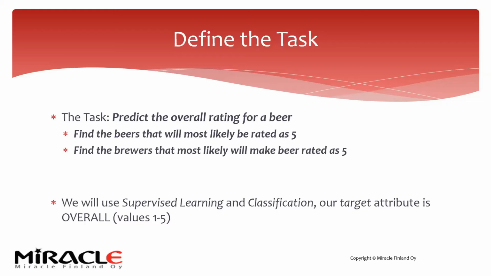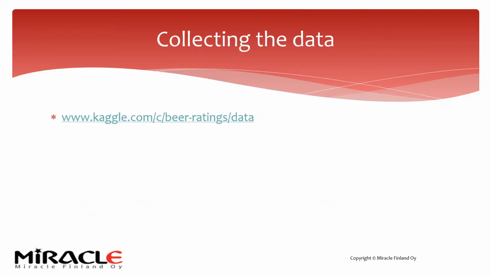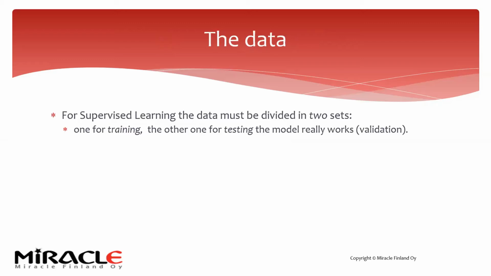So for this kind of use case, we would use supervised learning and classification, and our target attribute would be overall. So we are putting these beers into classes 1, 2, 3, 4, and 5. Target attribute means the attribute, column, or feature that we are trying to predict. This is a place where you can find all kinds of data sets, kaggle.com, and I have taken this data set also from Kaggle.